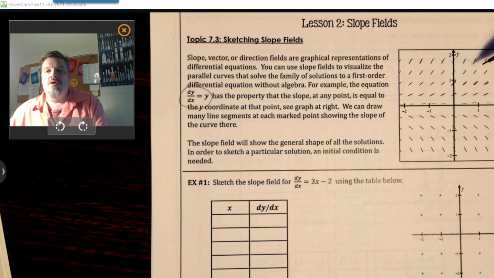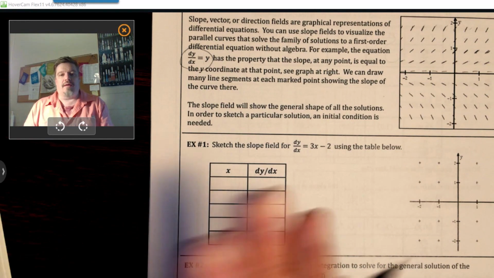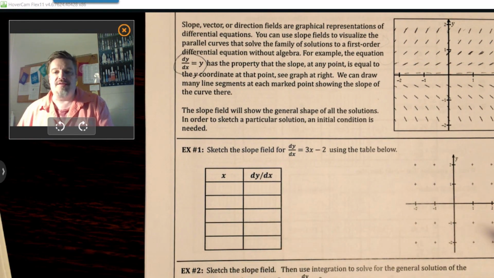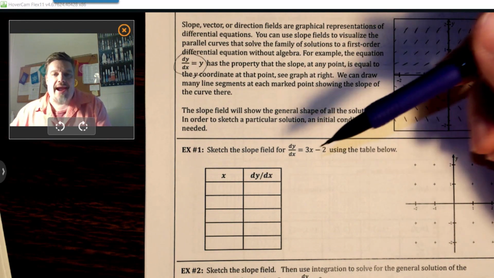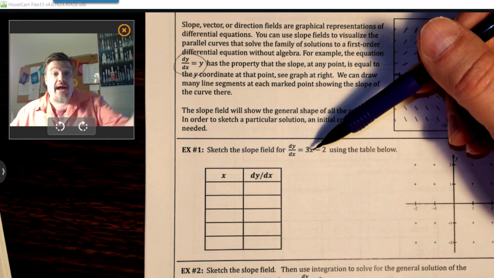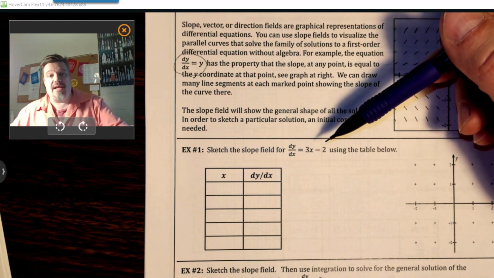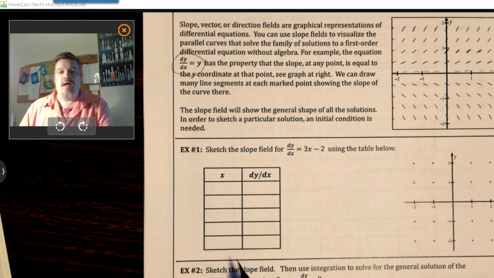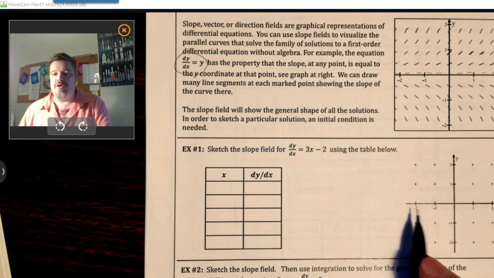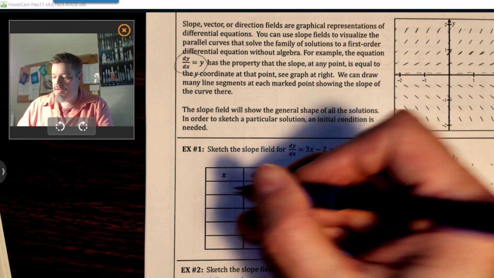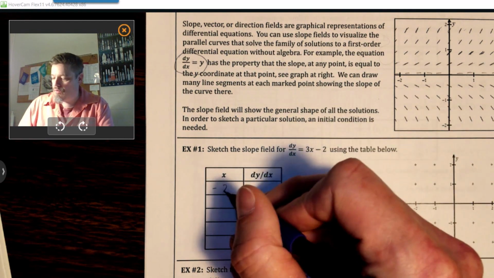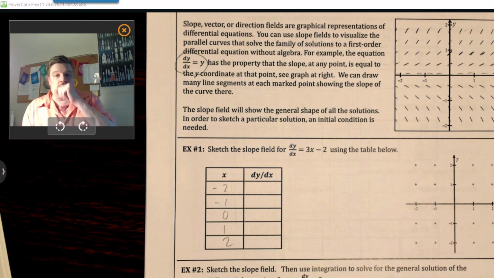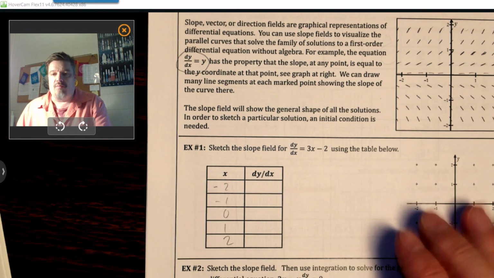Okay, so now let's say, what if it's a little bit more complicated? Let's say we got 3x minus 2. We don't have an actual y input for us to put in, so what we do is we just focus on the x, okay? Now I have x coordinates of -2, -1, 0, 1, and 2, so I'm going to go ahead and do that. Those are the ones I'm going to plug in, just because that's what I have available for my graph, okay?